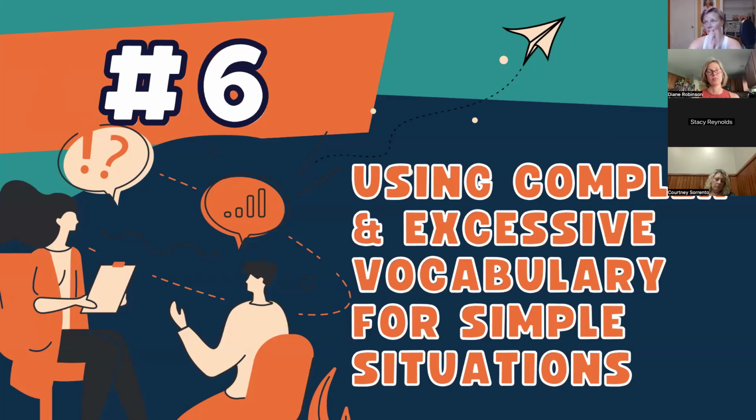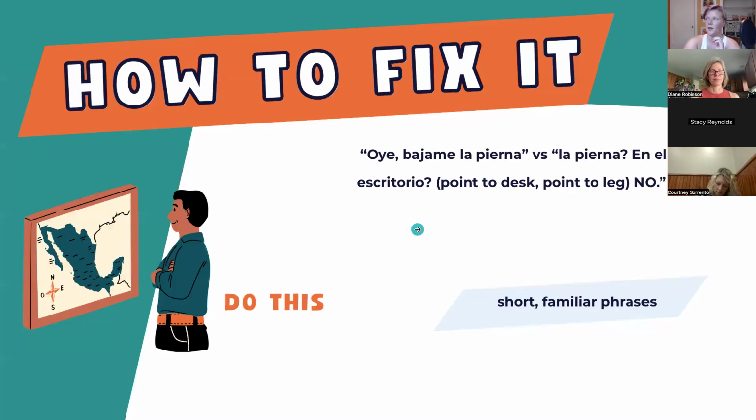Number 6 is, and we all do this, it's something we're all working on, it's very difficult. Number 6 is when you're using complex language and excessive vocabulary when there's simple situations. I'm going to give you a direct example of what this could look like. It's a Spanish one. I'll see if we can come up with a French one as well. So you're trying to keep target language as a focus in your classroom.